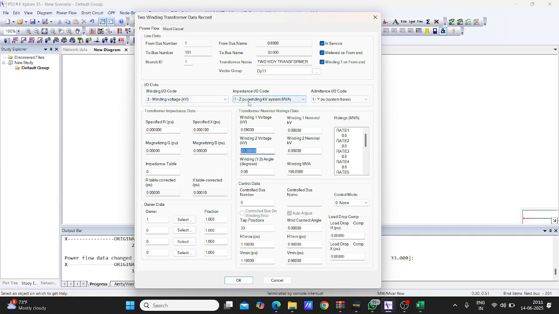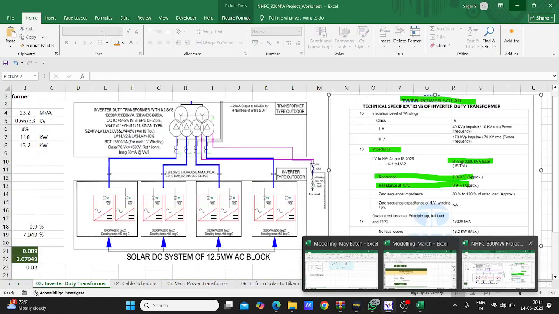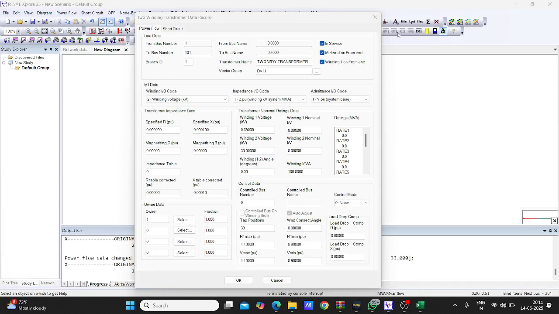And then the second thing, impedance. I just wanted to recollect this for you, right? So that means we already calculated our impedance, right? How did we calculate the impedance? We have taken the impedance from the data sheet. The data sheet gives 8 percentage at 3.3 MVA base, that is 3300 kVA base. That 3300 kVA base is the transformer MVA base. That means it's the winding MVA base.